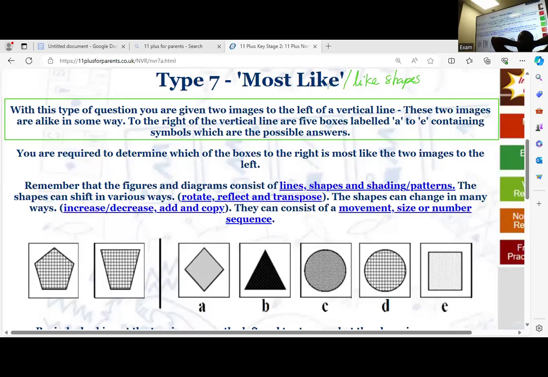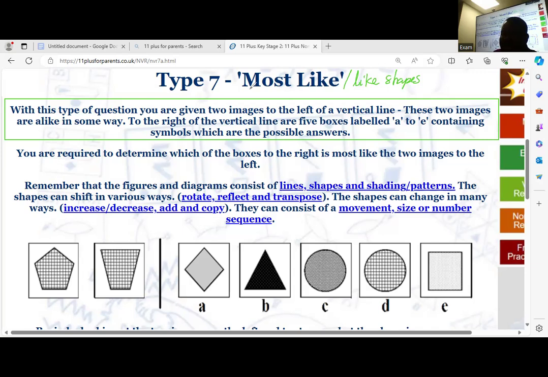So today we will be looking at type 7, which is also known as "most like." Now, one thing about type 7 is you may have 2 images on the left, 3 images on the left, or 4 images on the left. Sometimes they will even make it more interesting: 5 images inside a tray or a basket or in a circle. And your job will be to pick the one that is most like.